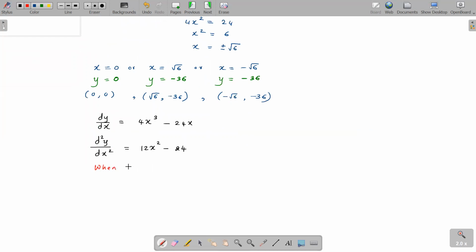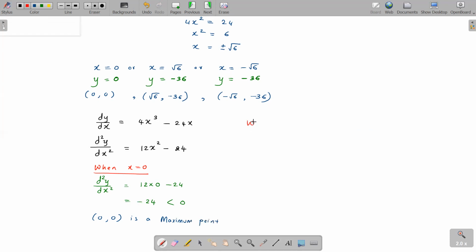So when x is 0, what happens to the second derivative? d square y by dx square equals 12 times 0 minus 24. I think you can see we get minus 24, which is less than 0. So minus 24 is less than 0, which means what? Which means 0, 0 is a maximum point.